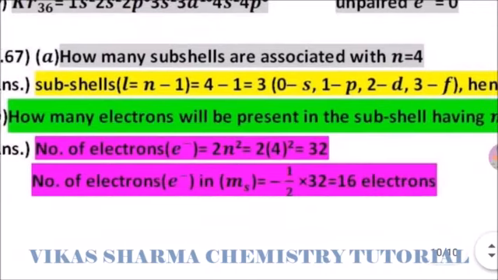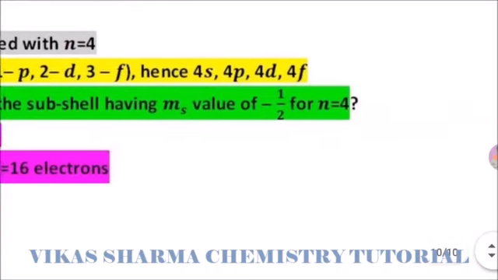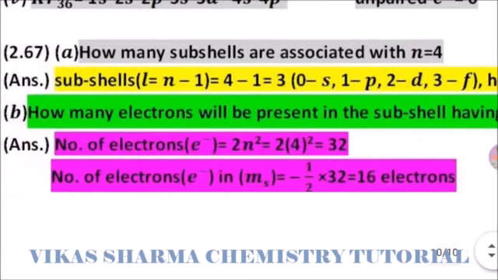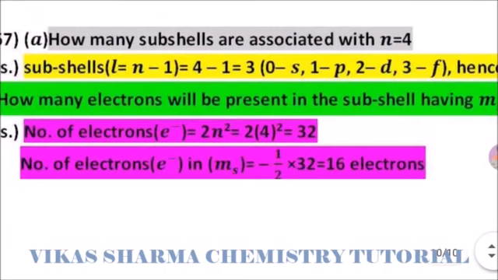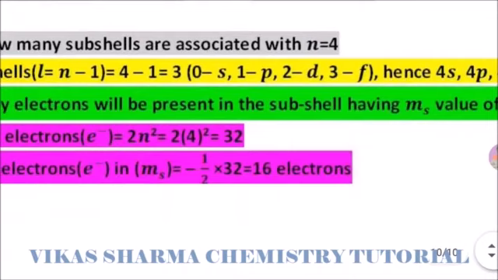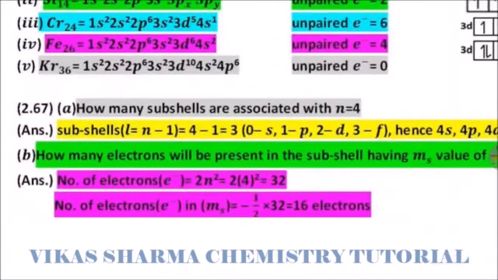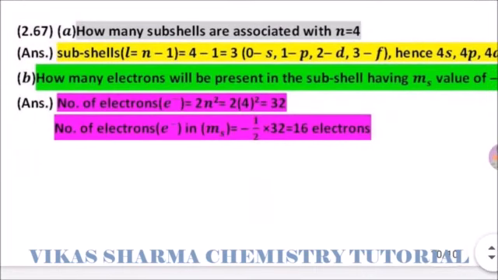Next: how many electrons will be present in the subshell having a magnetic spin value of minus 1 upon 2 for n equal to 4? The number of electrons is given by the 2n square formula. The principal quantum number is given as 4, so 4 squared is 16, multiplied by 2. So there are a total of 32 electrons, and because half the electrons have negative spin, minus 1 upon 2, the negative spin electrons number 16, while the total maximum is 32.